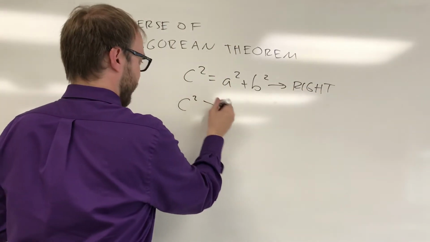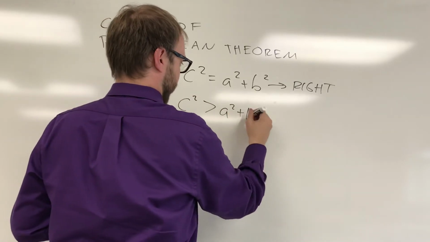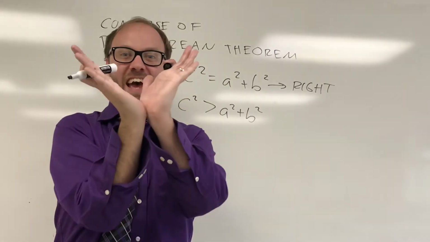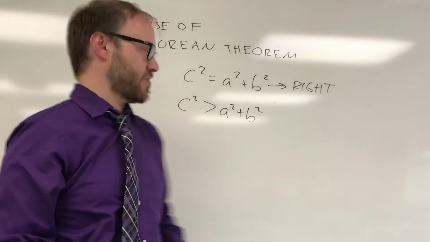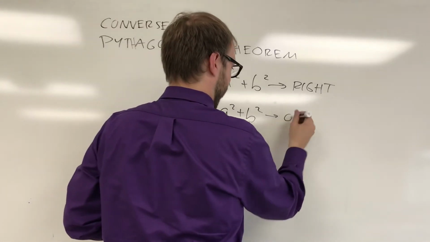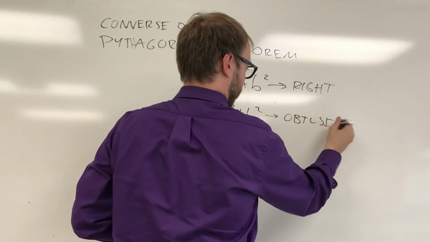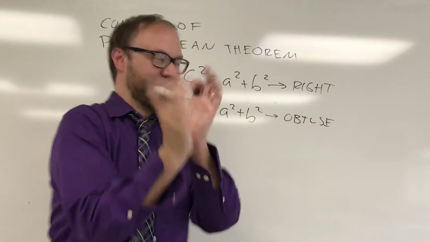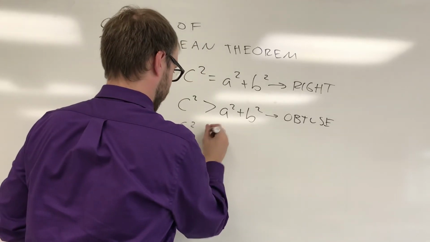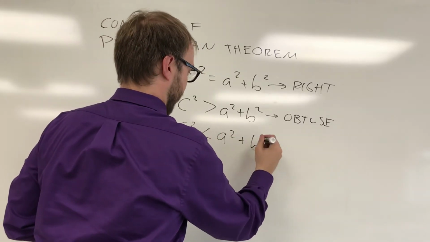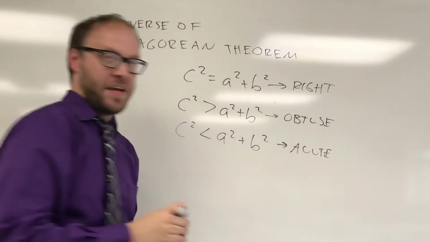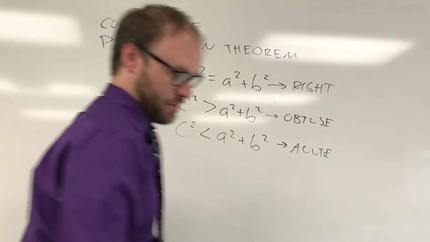If C squared is greater than A squared plus B squared, notice I'm doing the statement backwards, because we're focusing on the C side. If C squared is greater than A squared plus B squared, we have an obtuse triangle. And if C squared, if that C side squared, is less than it's supposed to be, then you have an acute triangle.